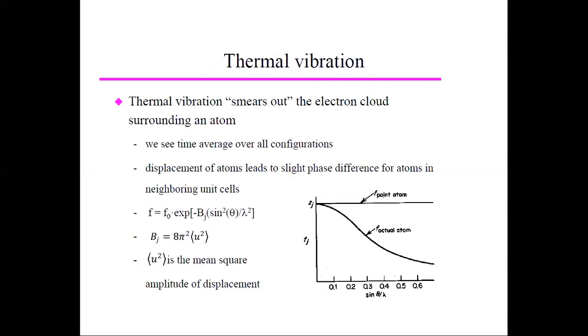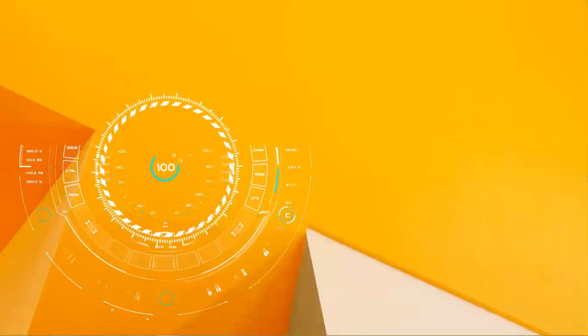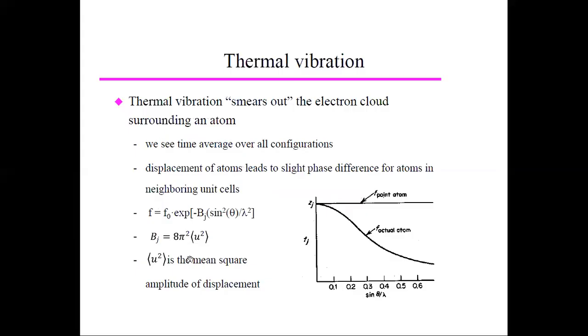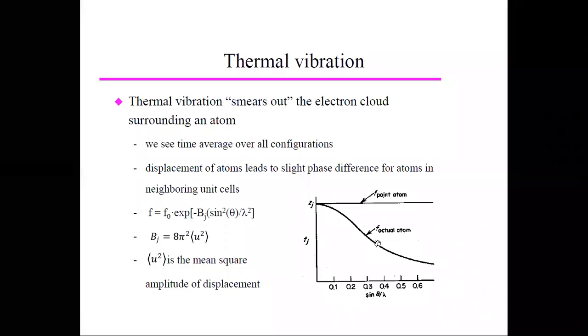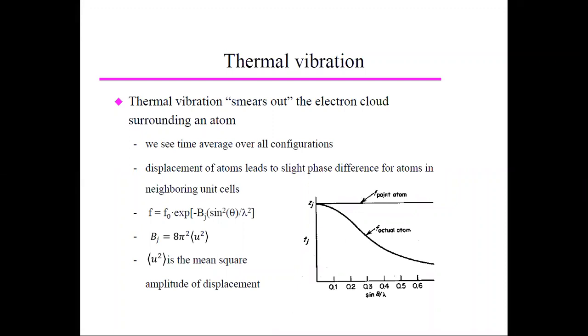Similarly, thermal vibration smears out the electron cloud surrounding an atom, so we see a time average over all configurations. This curve is the time average over all configurations, from f_j to Z_j. The point atom has the value f, while the actual atom occupies a different area. Displacement of an atom leads to a slight path difference for atoms in neighboring unit cells. So this is the equation, and the value changes with the mean square amplitude of the displacement.